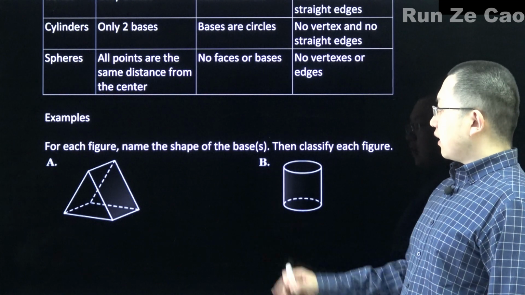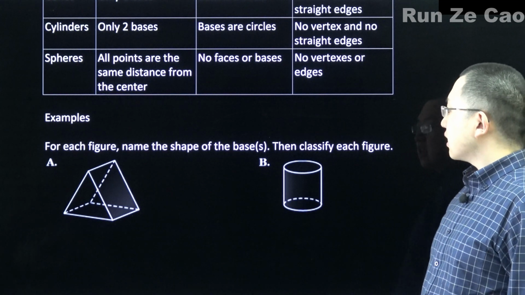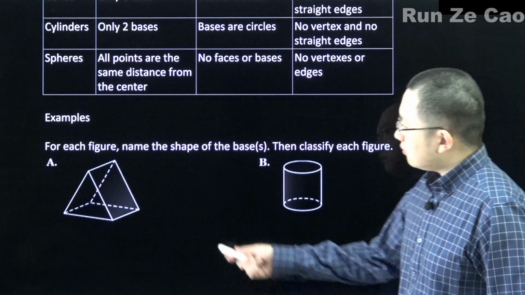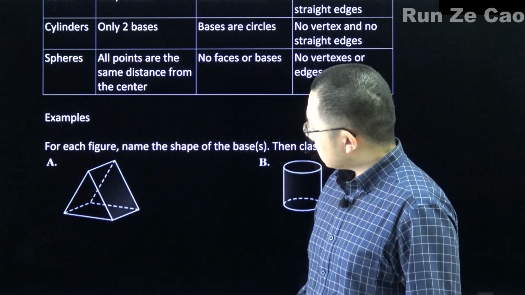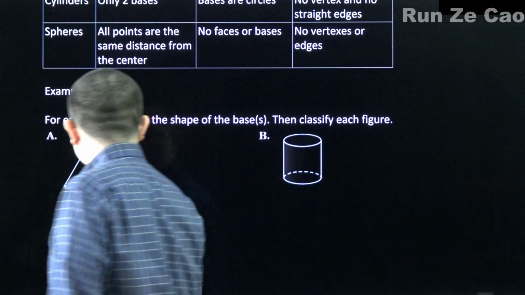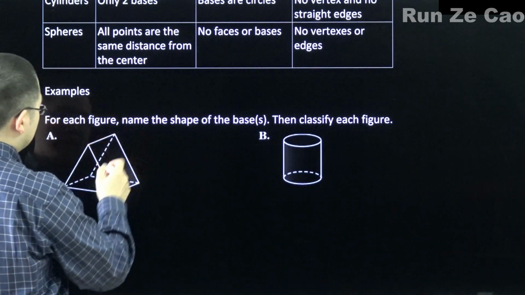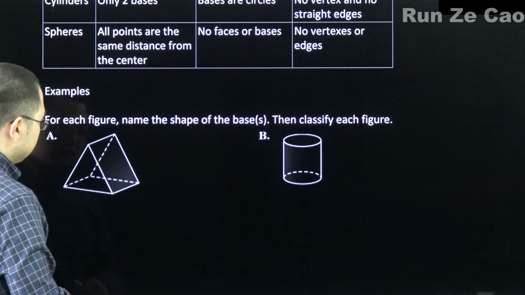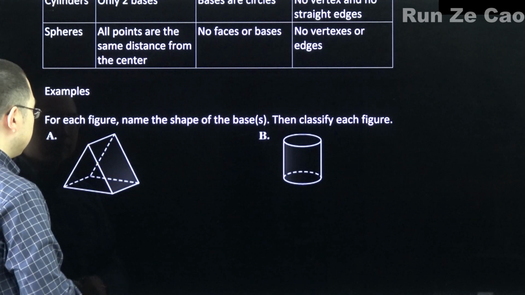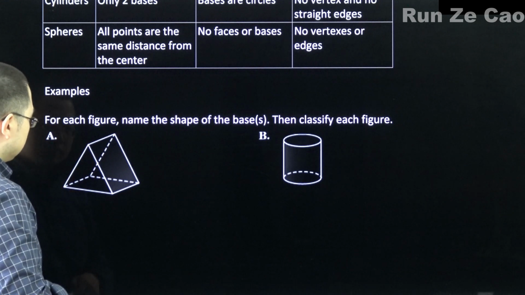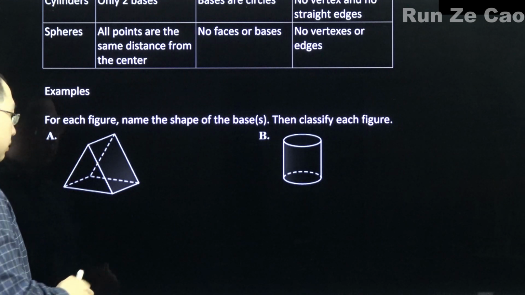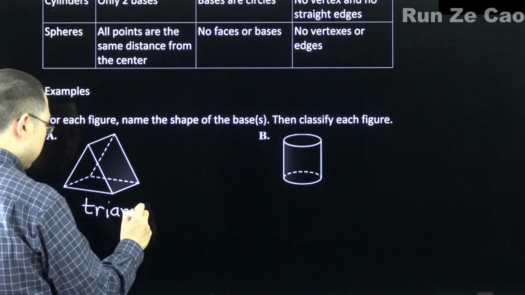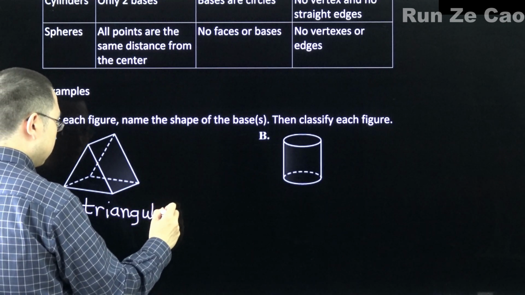Now for each of these figures, name the shape of the bases, then classify each figure. Well, here we see that you have a bunch of parallel edges, each with a rectangular face. So this is a prism. What type of prism is it? It is a triangular prism.